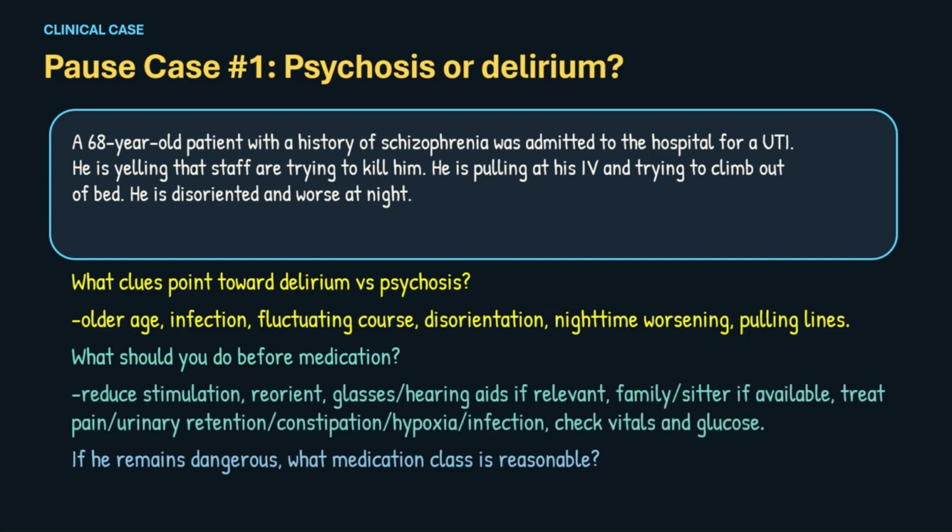You want to reduce stimulation, you want to reorient the patient. If they have glasses, make sure they have their glasses, make sure they have their hearing aids. If family or a sitter is available, have them sit with them. You want to treat the underlying cause, so treat the pain if pain is a contributor. Treat urinary retention if they're constipated. If they have the infection, give them antibiotics. And then check their vitals, make sure that they're not becoming septic.